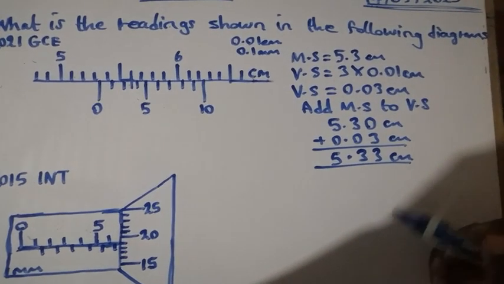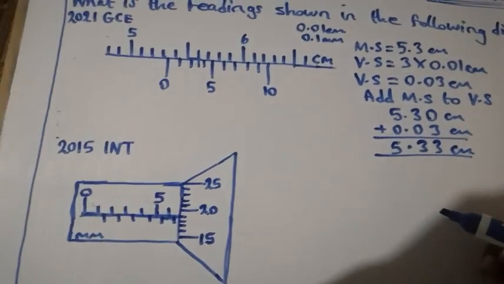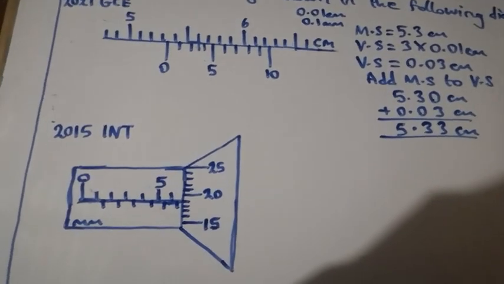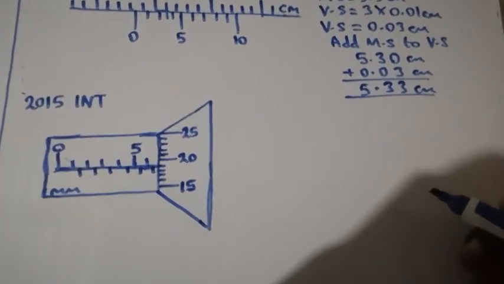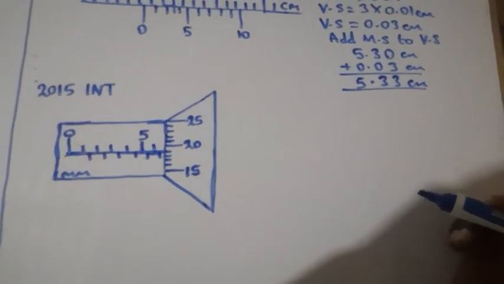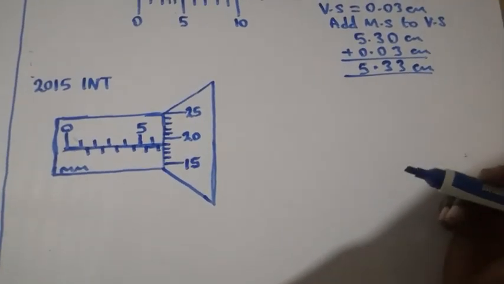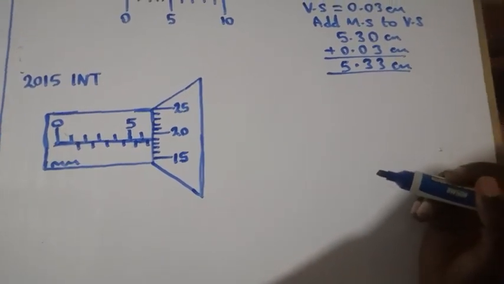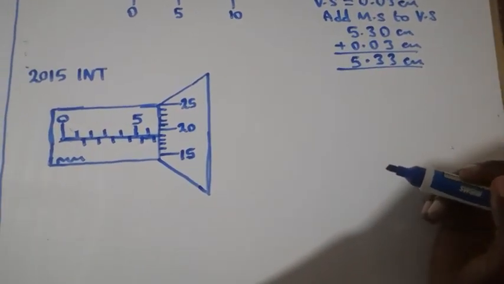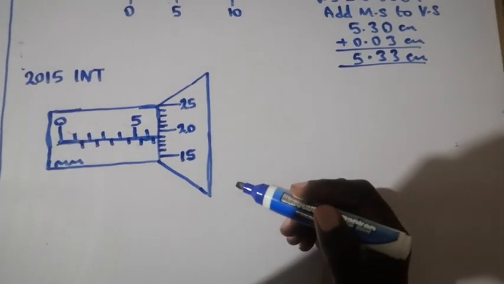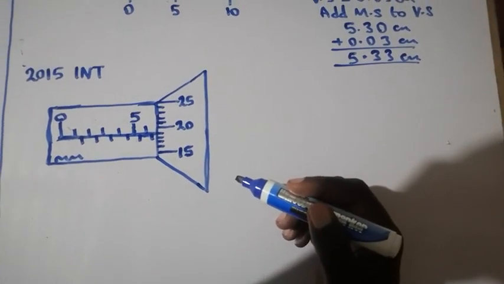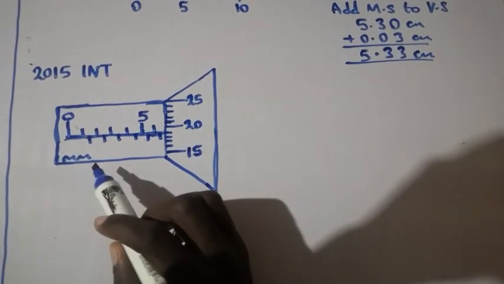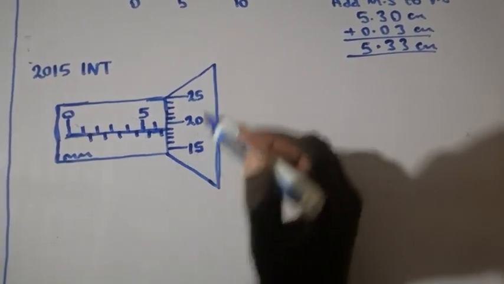Okay, we go to the next question, which came in 2015 internal. This one is a micrometer. For the micrometer, same procedure. We have to identify the main scale and the thimble scale. The main scale is the one which has units and it is fixed. Then this is the thimble scale.